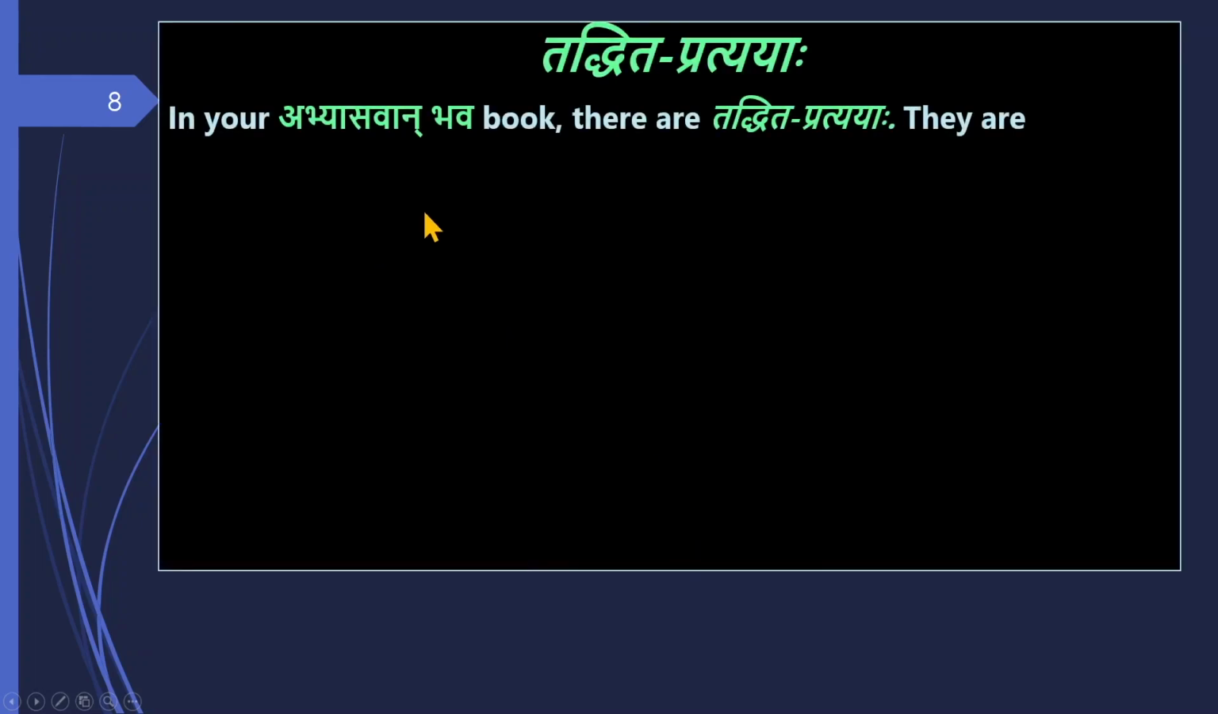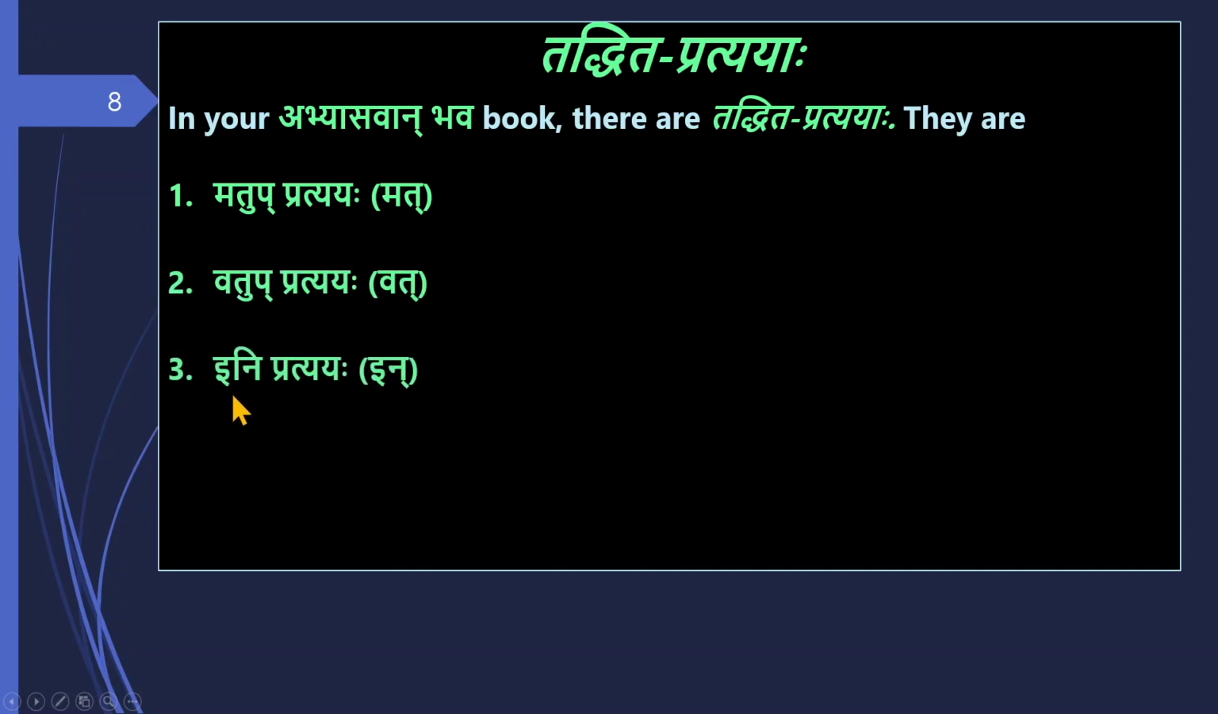In your Abhyasavan Bhava book, there are these 5 Taddhita Pratyayas. They are Matup Pratyayah, which is Mat. Vatup Pratyayah, it is Vat. Ini Pratyaya, it is In. Tva Tal Pratyayau, 2 Pratyayas, Tva and Tal. And Thak Pratyaya. So these 5 Pratyayas, we look at them one by one.